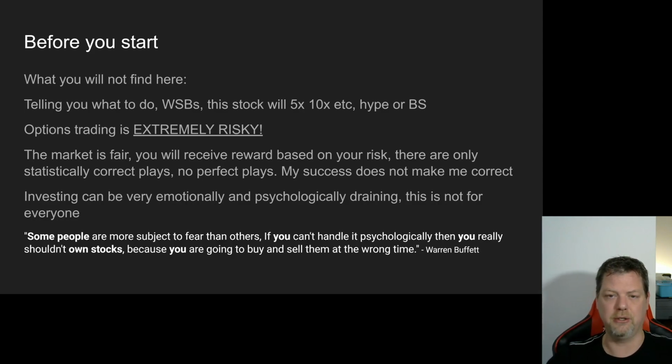This is just a little quote that I like from Warren Buffett. Some people are more subject to fear than others. If you can't handle it psychologically, then you really shouldn't own stocks, because you are going to buy and sell them at the wrong time. And it couldn't be more correct. Think about when people get FOMO, they see a stock going up and go, oh man, I really want a piece of that. Look at CCIV. Is it too late? Can I buy it?